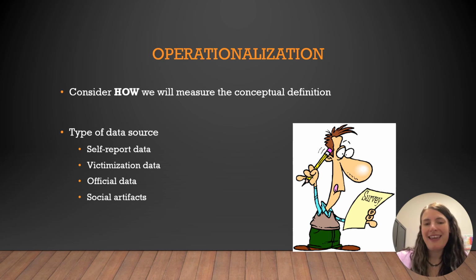For example, I can't think of any social artifacts that I could use to measure your wait time at McDonald's, unless maybe you wrote a blog about how slow they were that day. But that's not going to give me a very good measurement, so it's not a data source that I would use. The last one, and one of the most reliable, is observation.